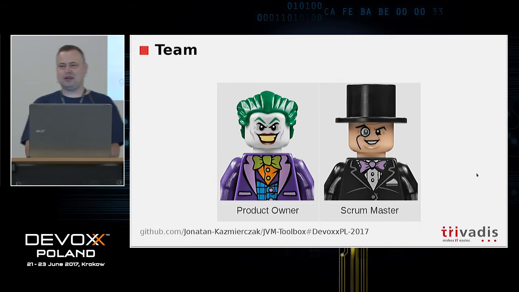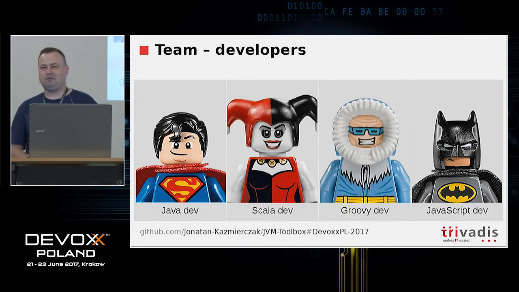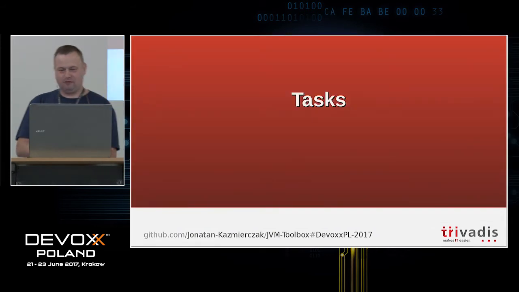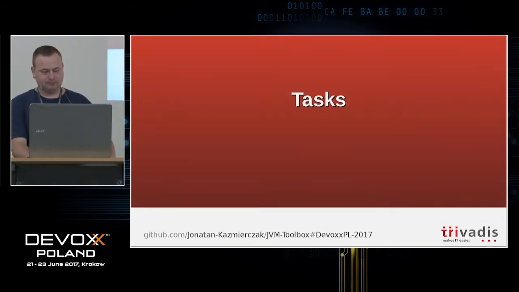Now, the team. We are talking about the tools, but of course, people are important, right? We have a Scrum team: product owner, Scrum master, and 4 developers. Yes, Java, Scala, Groovy, JavaScript. I believe that you represent each of those groups, which is great. So let's move to the tasks, to the concrete.